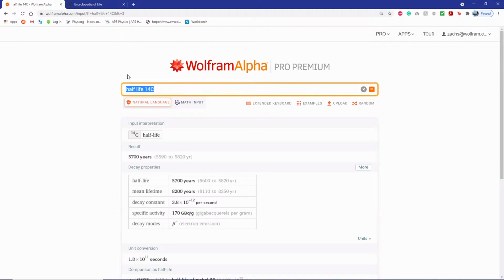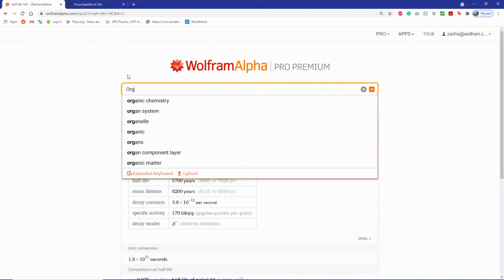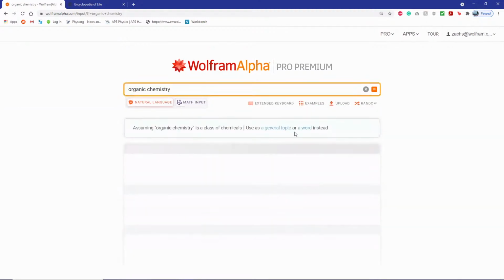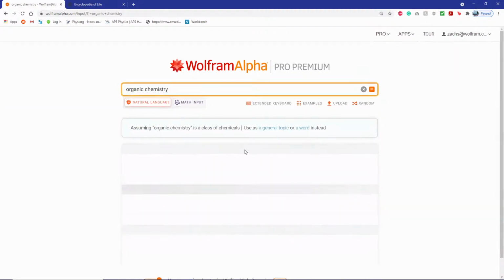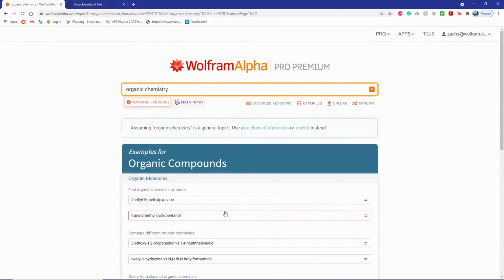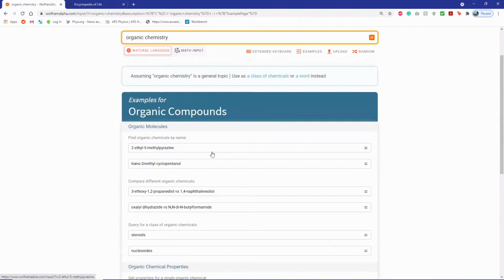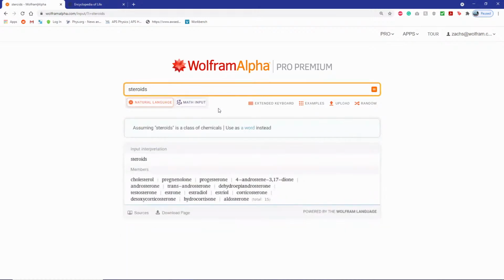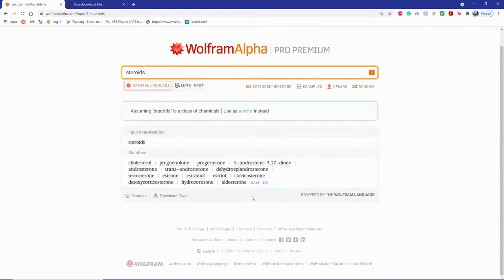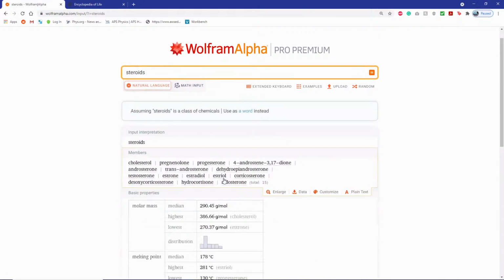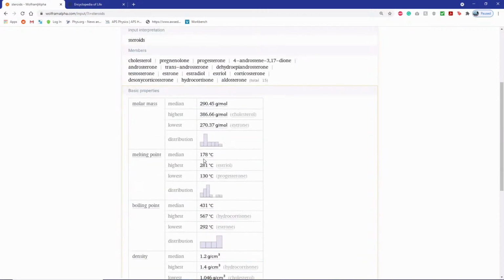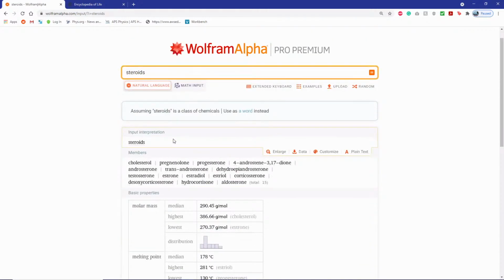If you even just type in organic chemistry, you can get some cool examples there. Oh, okay, that's cool. This will give you a class of chemicals, but if you use it as a general topic, then we've got some examples of things you can do with organic chemistry. All the steroids. There you go, 15 steroids. Get swole with all these steroids. Don't do that. We're not recommending that. But it's cool that you can look this stuff up.